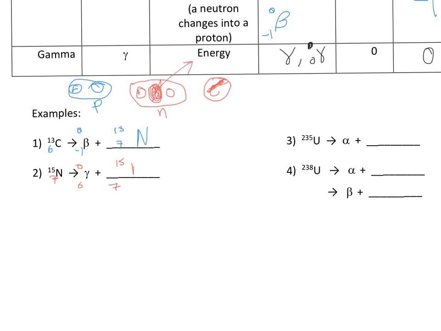And so that would be nitrogen 15 again. So in this case, my atom didn't change. It just lost some energy. And that energy is in the form of radiation. Let's move on to the next one.